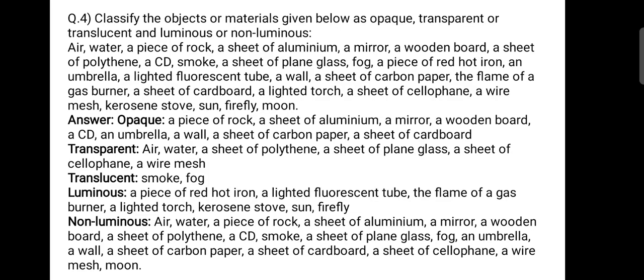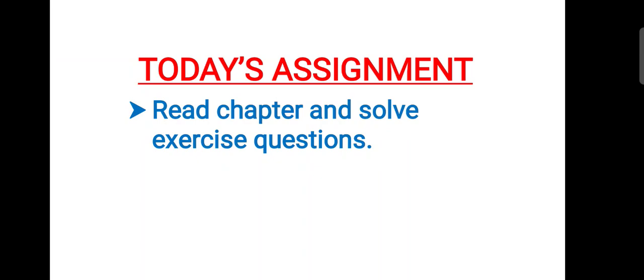Now, after that are the non-luminous objects or materials. So there are so many like air, water, rocks, sheet of aluminium, mirror, wooden board, polythene, CDs. Okay, all these are non-luminous materials or objects which do not shine. So children, this is how we have ended with the exercise part.